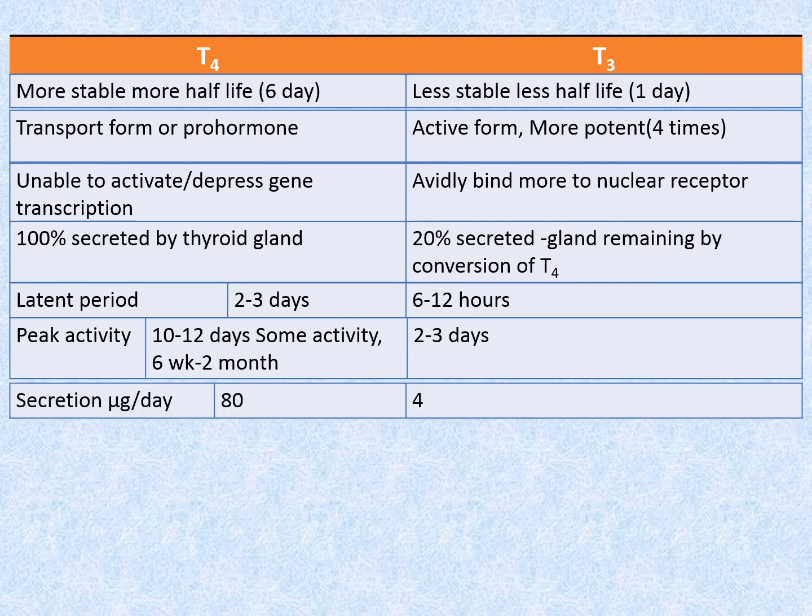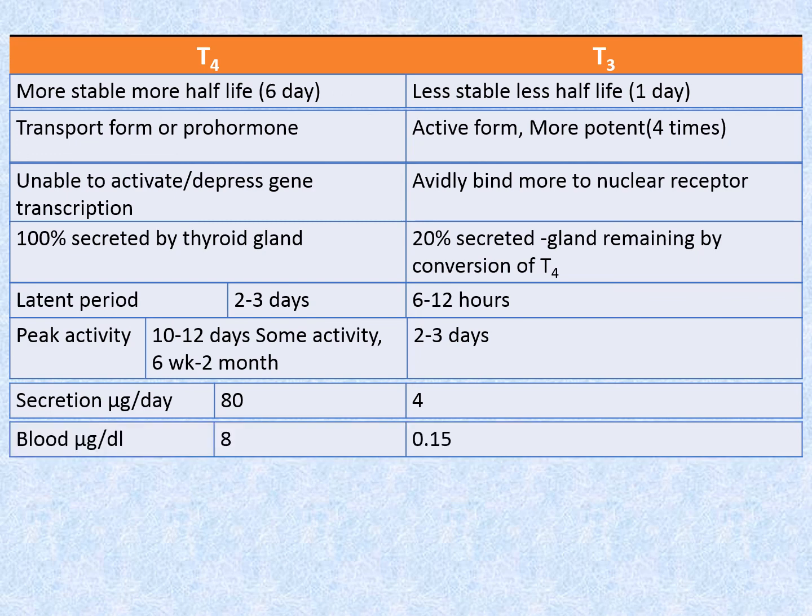Now the secretion in micrograms per day: for T4 it is 80 micrograms per day, and for T3 it is 4 micrograms per day. Blood level is 8 micrograms per deciliter for T4, and for T3 it is very low, 0.15 micrograms per deciliter. So that's from today's lecture: synthesis, secretion and storage of the thyroid hormone.